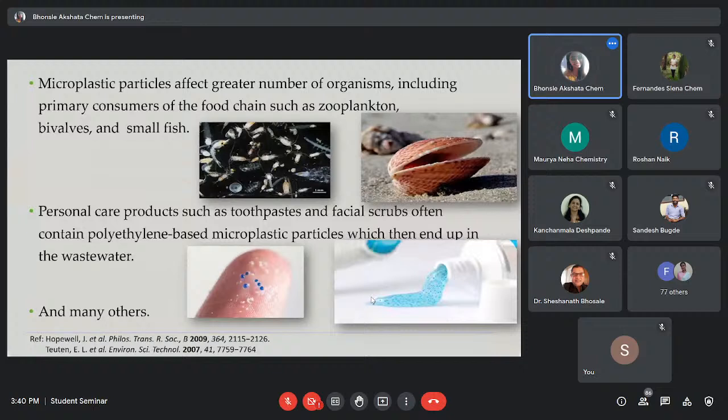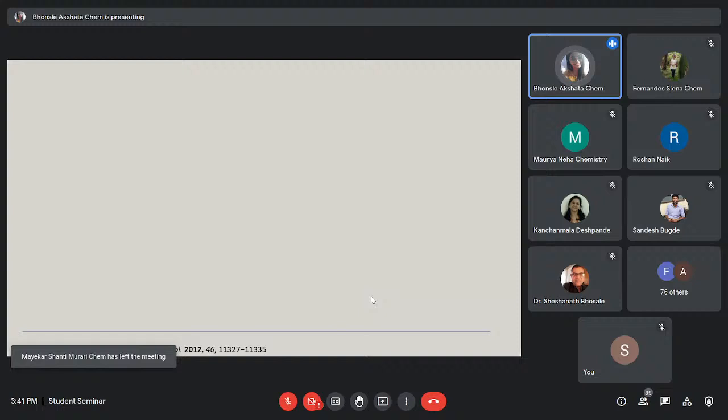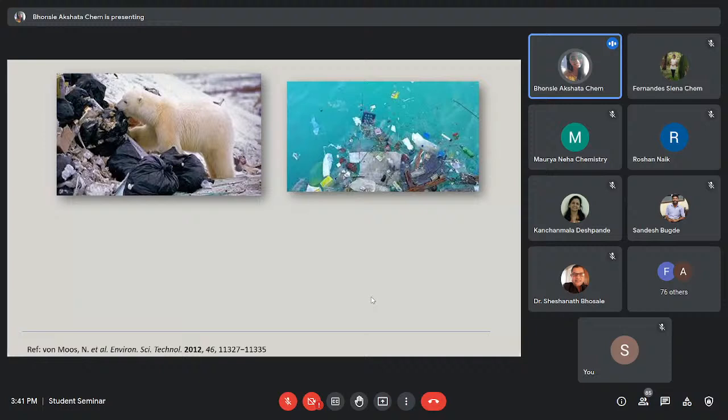In personal care products also, you'll find these microplastics and nanoplastics used very freely, in toothpaste and facial scrubs. These polyethylene-based microplastic particles are always added. They can end up in the wastewater, and they can also directly end up in the human system through skin or sometimes through ingestion as well. Now these microplastics and nanoplastics are found everywhere, from the polar region, where you can see them frozen in Arctic ice, to the open waters at the equator, the coastal areas, and also the deep sea.